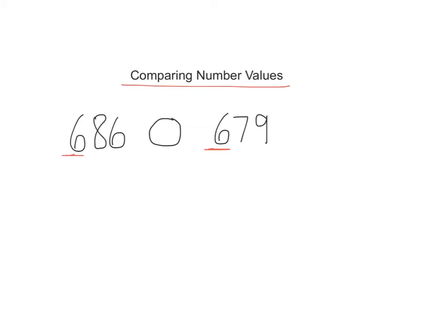So then we go to the next highest place value. And here I can see that I have the 80s and the 70s. So I know that 686 is larger than 679. It does not matter that the 9 is larger than the 6 because the lesser place value has no meaning when there's a difference in the larger place values.